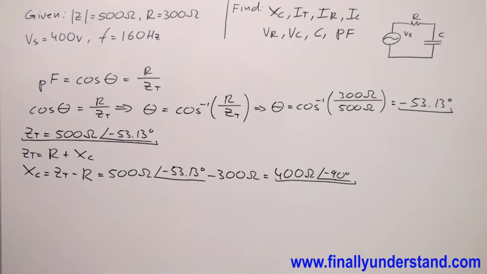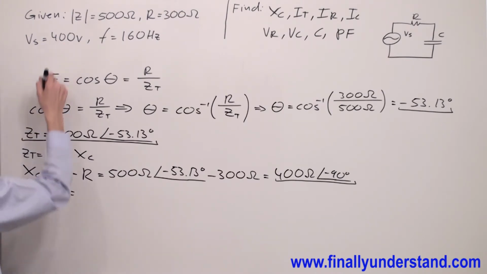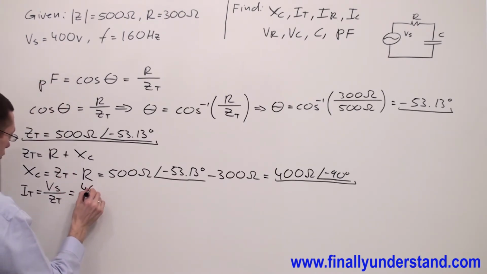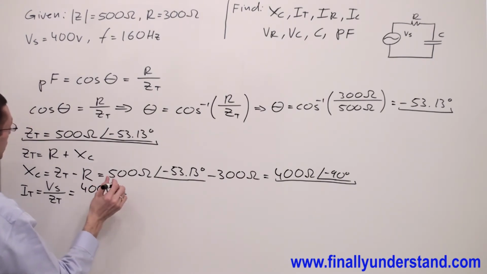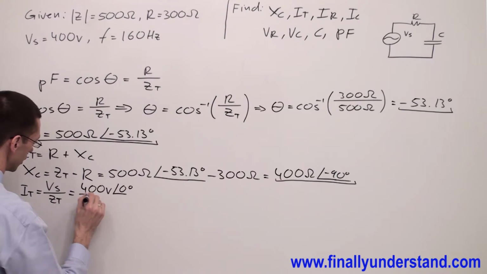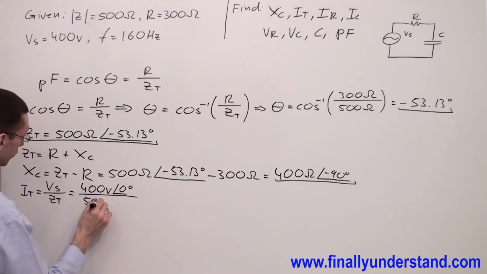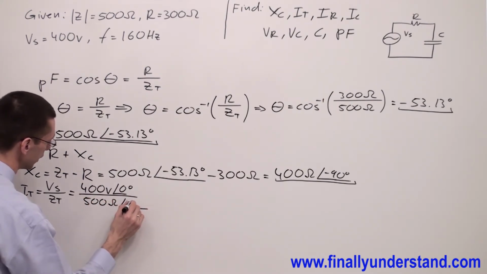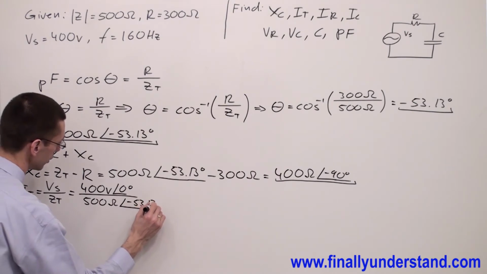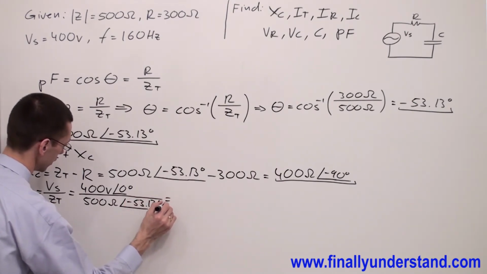Next, we're supposed to find the total current. In order to find total current, I'm going to use Ohm's law. I total is equal to voltage source over Z total, where voltage source is given and has a value of 400 volts, and if angle is not given, we assume that this is angle 0 degrees, over Z total, which is equal to 500 ohms and angle of negative 53.13 degrees.